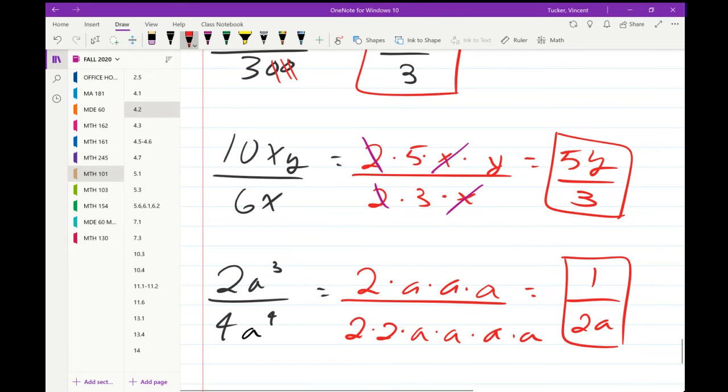And then from there you cancel out what is in common. So you have the 2's that cancel. That leaves a 2 down there. And then the a's that cancel. So up top, everything canceled, and that leaves you with a 1. Down bottom, we have 2 times a still left. So that result would be 1 over 2a.